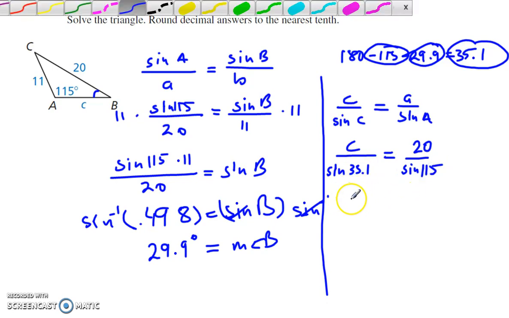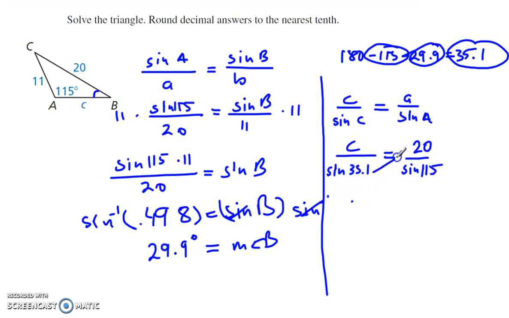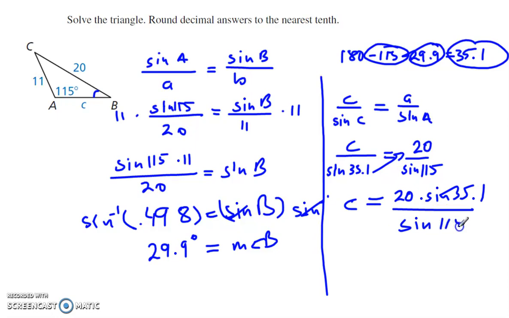We want to cross multiply here. Bring this up there, so you get C is equal to 20 times sine 35.1 over sine 115. Type that in, and then you get C is about 12.7 units.